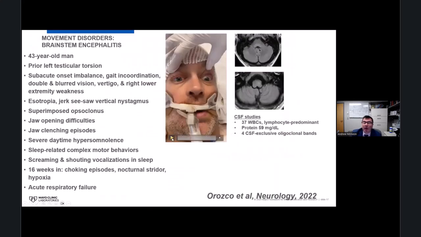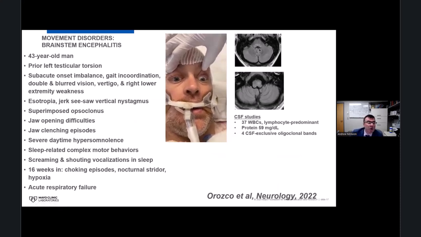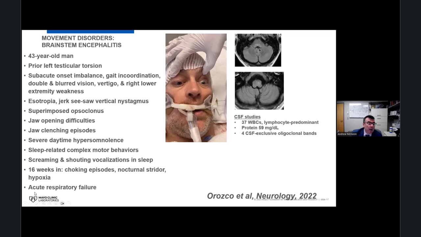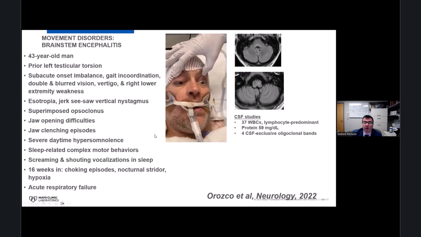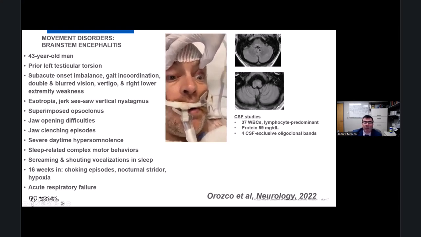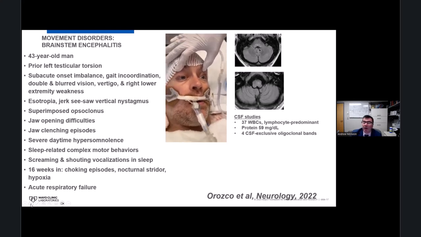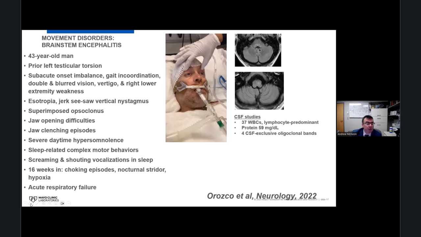So an overlap with autoimmune cerebellar ataxia is brainstem encephalitis, where you typically have ataxic findings, but then have other issues in addition, like an eye movement disorder, like you see in this patient, or can have problems with speech, swallowing, jaw movement, sleep, and ultimately could go on to develop problems with choking and with respiratory failure. So this particular patient had ANNA2 and CARP11 antibodies in combination, and had a small metastasis found of a testicular tumor.